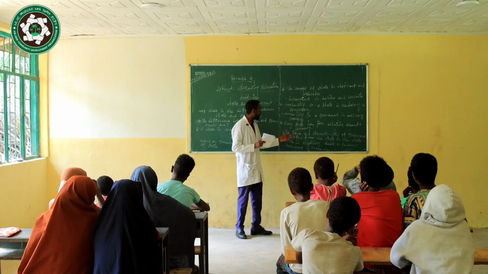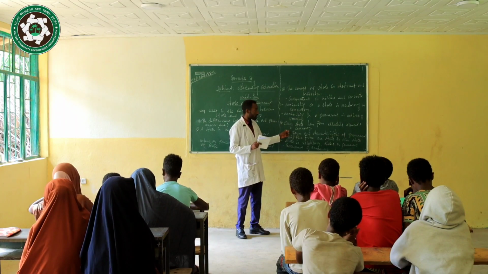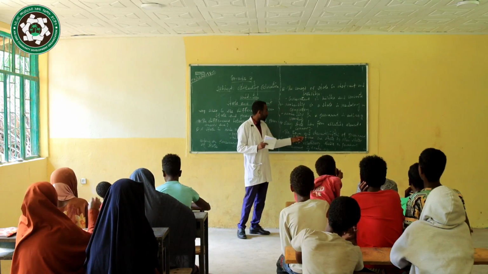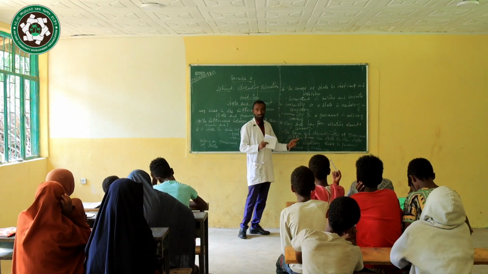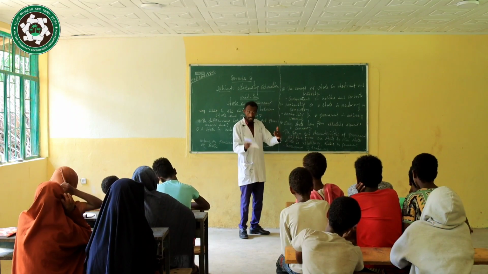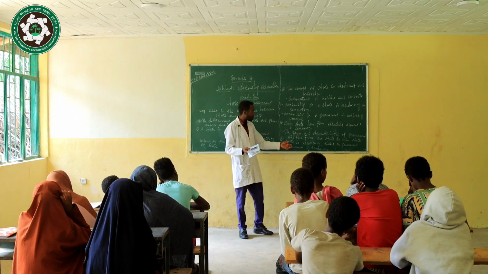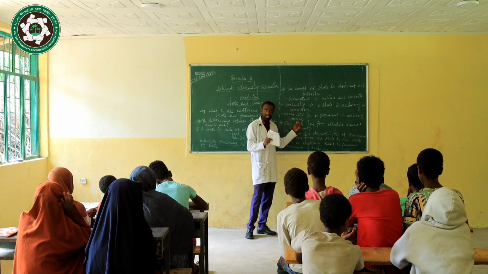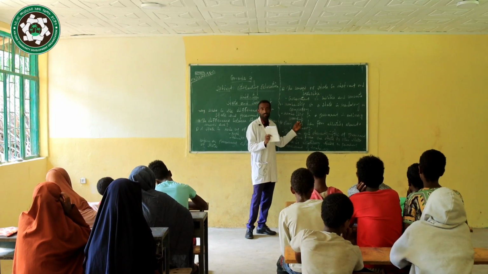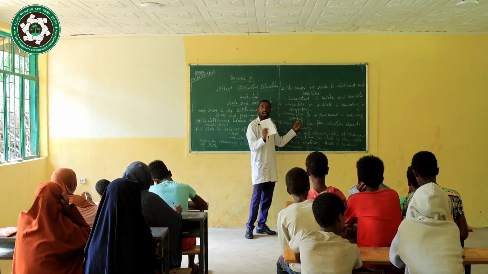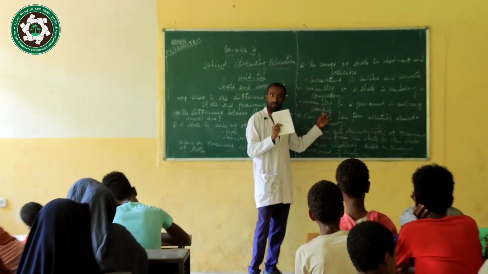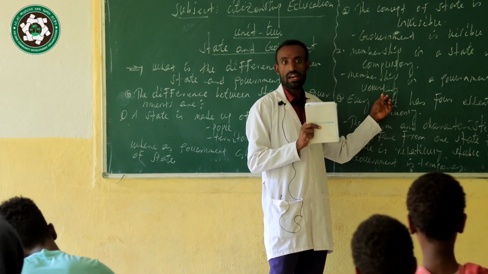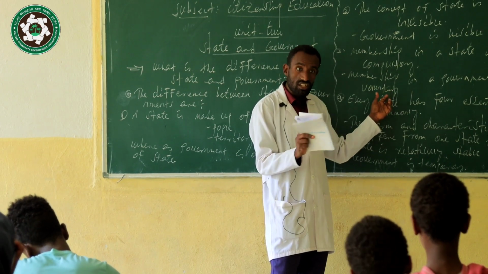When you come to the government, the form and the characteristics of the government differ from one state to another state. It may differ from one country to another country. But wherever we go, each state must contain four elements. That means having territory, having population, having government, having sovereignty. It is clear for you.